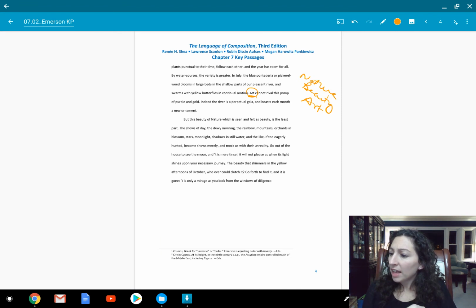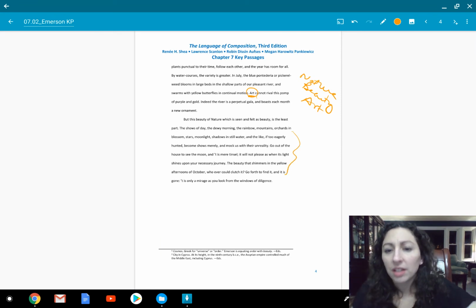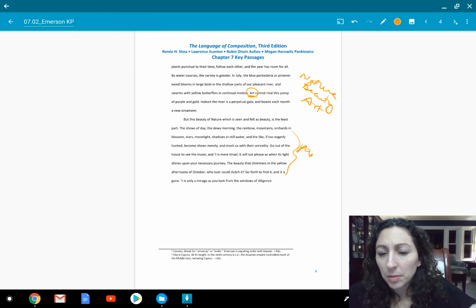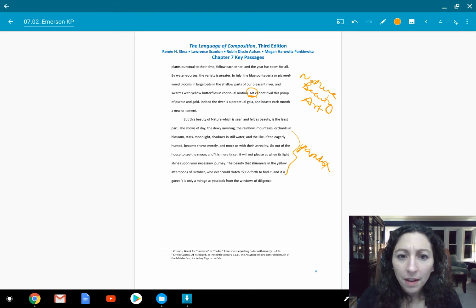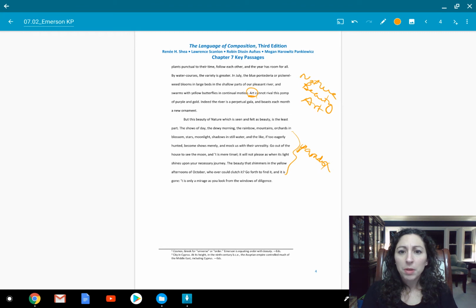And then at the end, this really interesting paradox. Okay. He says, "But this beauty of nature, which is seen and felt as beauty, is the least part," right? Skipping down here, "if too eagerly hunted, become shows merely and mock us with their unreality. Go out of the house to see the moon, and it is mere tinsel. It will not please us. It will not please as when its light shines upon your necessary journey."